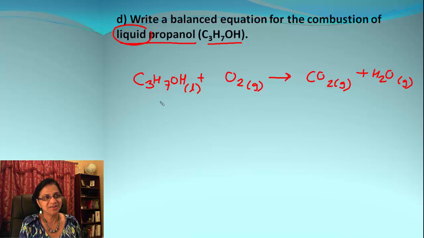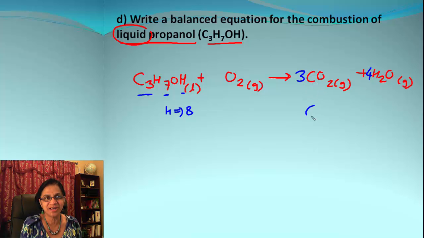And now it's about balancing the chemical reaction. So let's balance carbon. We got 3 atoms. So that becomes 3. Hydrogen, we got 7 and 1. Together makes 8. So that will be 4H2O. When we count the number of oxygen atoms, how many we get? We get 3 times 2, 6, and 4 times 1, 4. So we end up having 10 atoms.